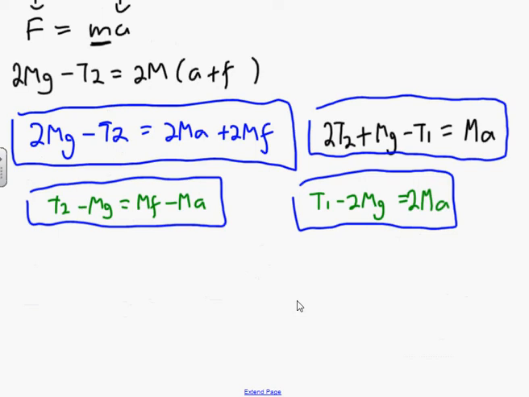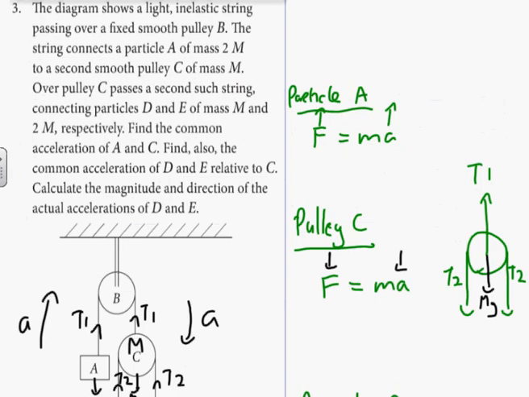I tend to go through the same system over and over again. I tend to just go straight after the T's and try to eliminate them and get a simultaneous equation with a and f in it. Okay, I'll see if I can do the same thing this time. So what does it want me to do? It wants me to find the common acceleration. It wants me to find out what a is, and then it wants me to find out what f is.